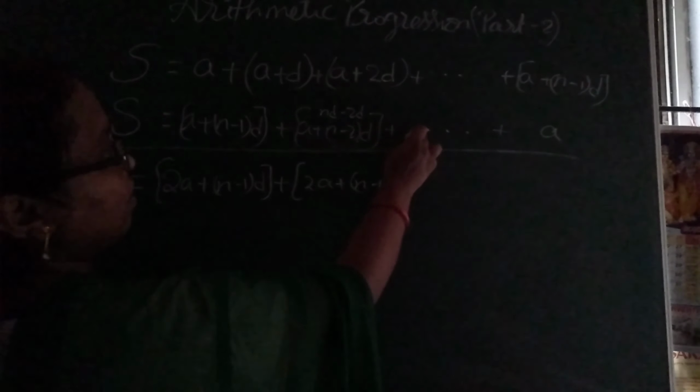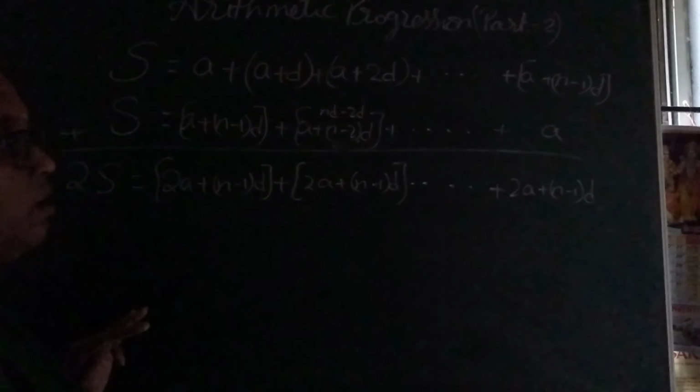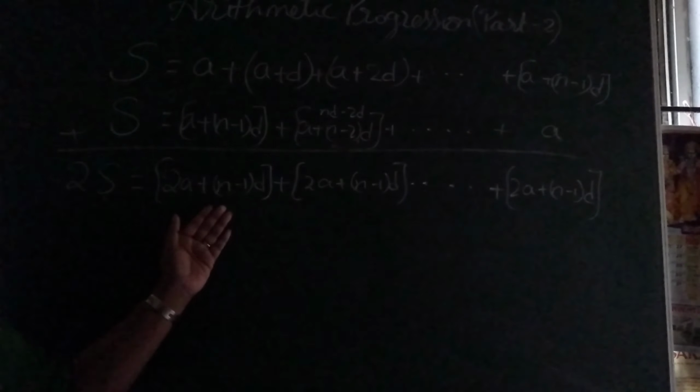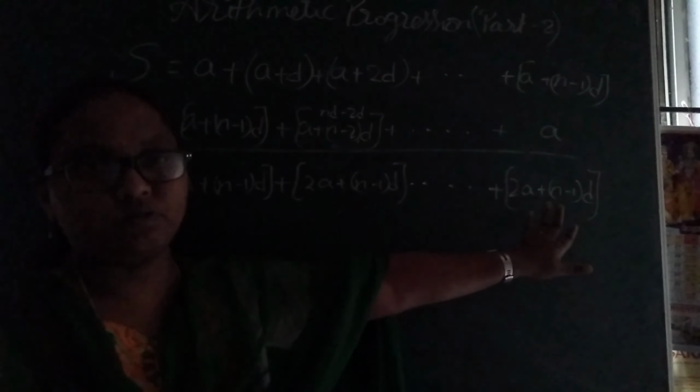Similarly here if I take minus 3D plus 2D, minus D only remains. So like this and so on. Here also A plus A, 2A plus N minus 1 into D. Like this it will come. Now how many terms have come? 2A plus N minus 1 into D, 2A plus N minus 1 into D and so on, 2A plus N minus 1 into D.